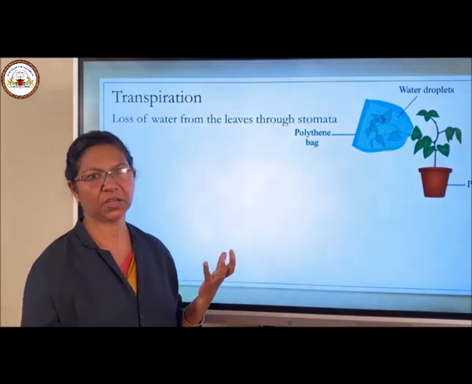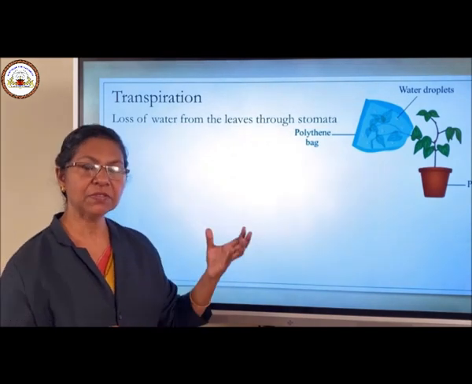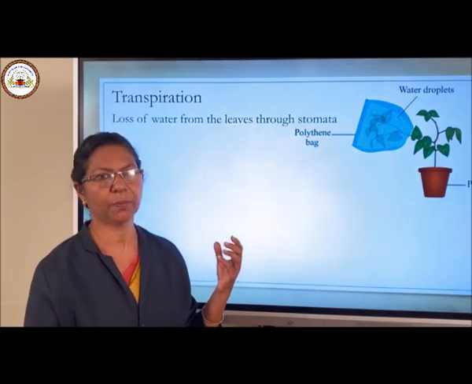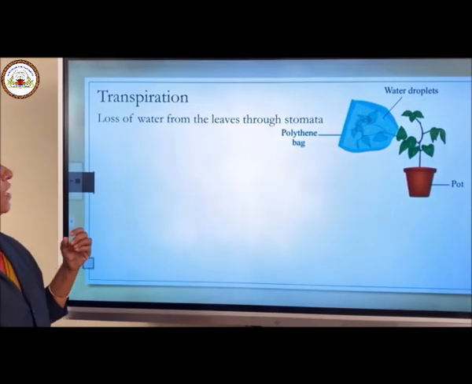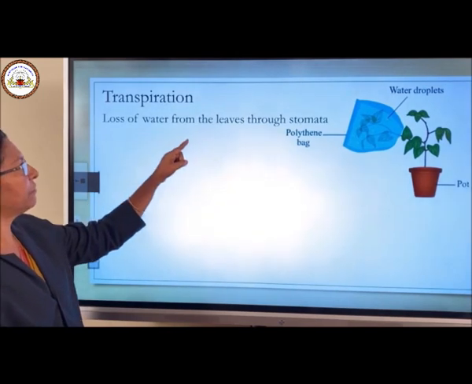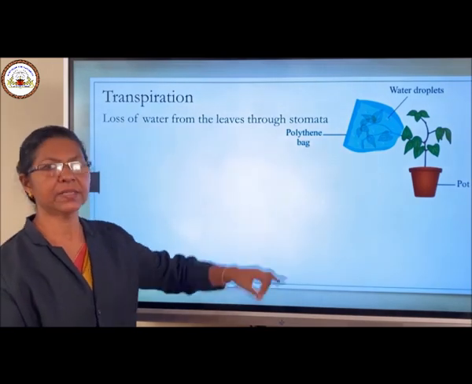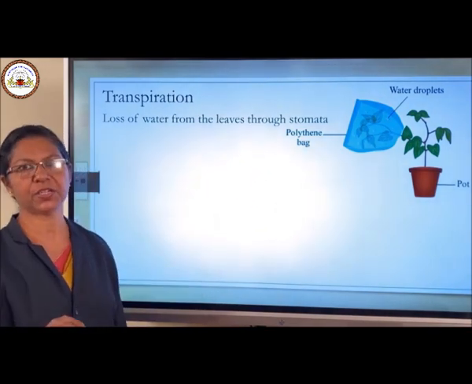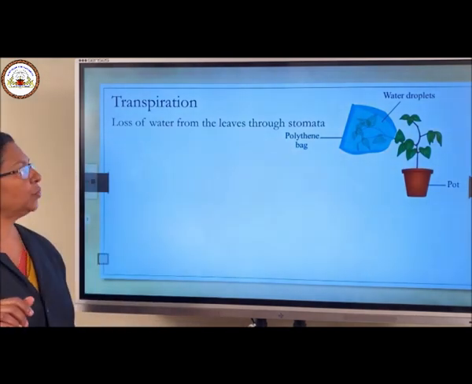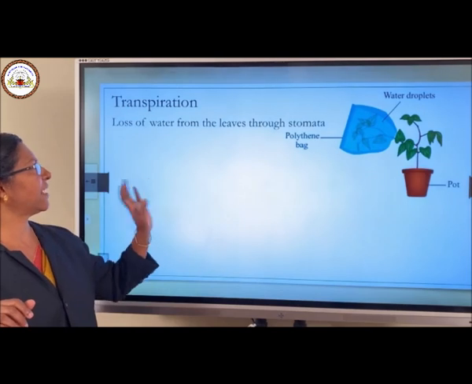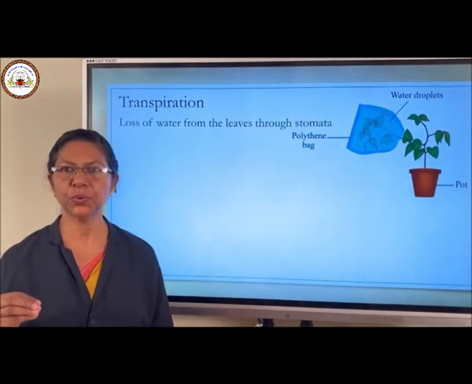From where does the water come? The water comes through the leaves. That means leaves are transpiring water through the stomata, and this process is known as transpiration. So what is transpiration? Loss of water from the leaves through stomata is known as transpiration, and this is the experiment for transpiration. Plants release a lot of water into the air through this process.